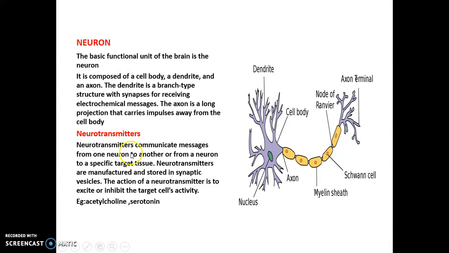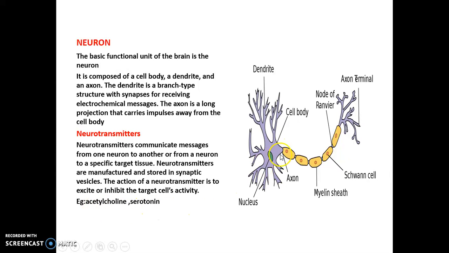Neurotransmitters communicate messages from one neuron to another or from a neuron to a specific target tissue. Neurotransmitters are manufactured and stored in synaptic vesicles. The action of the neurotransmitter is to excite or inhibit the target cell activity. Examples of neurotransmitters are acetylcholine and serotonin.